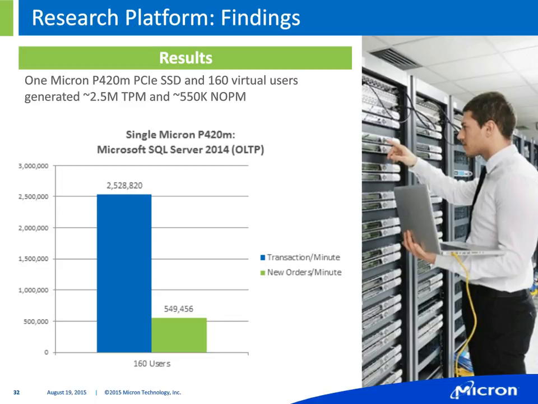So again, this one of our P420Ms and 160 users, we were able to generate north of 2.5 million transactions per minute, while generating north of 500,000 new orders per minute. And what's interesting about this metric is this is one physical unit, one physical SSD in one physical server. And it's pretty impressive when you think about 2.5 million TPM off of that one single drive. We should also note that we sized the database and the access parameters such that we made sure we got disk I/O. So if there's any curiousness about was this an in-memory process, it absolutely was not.